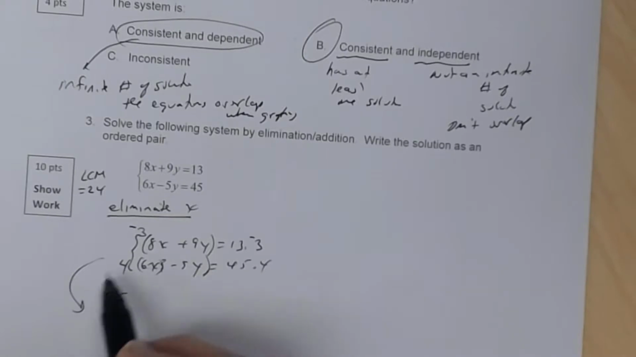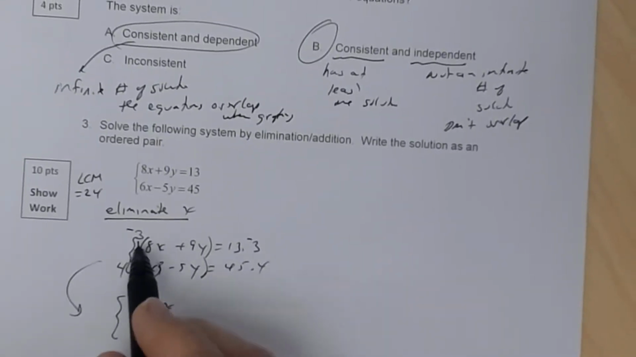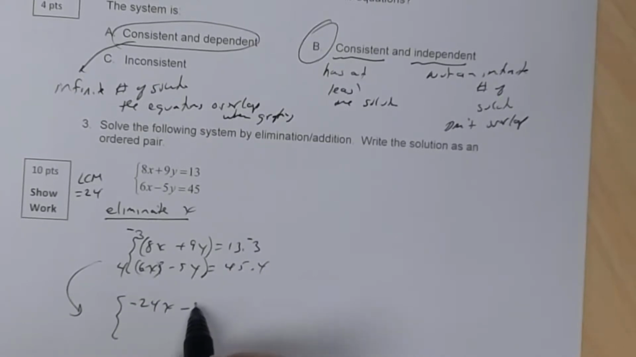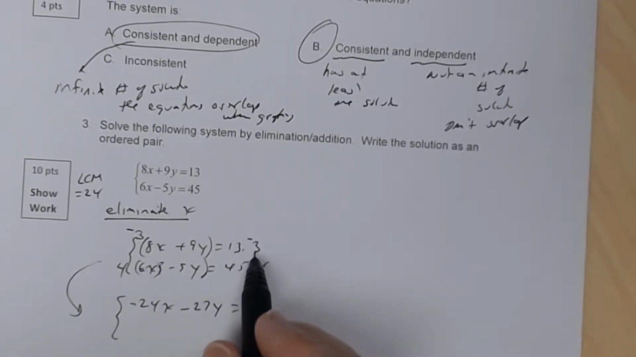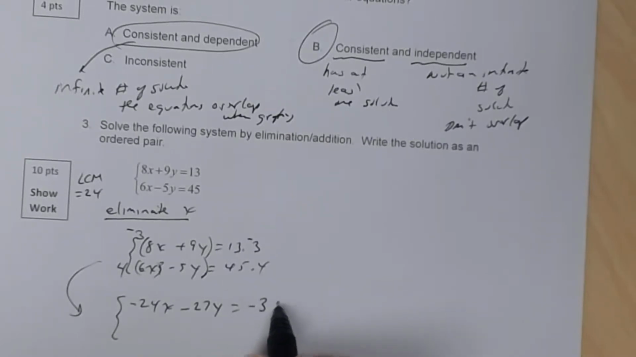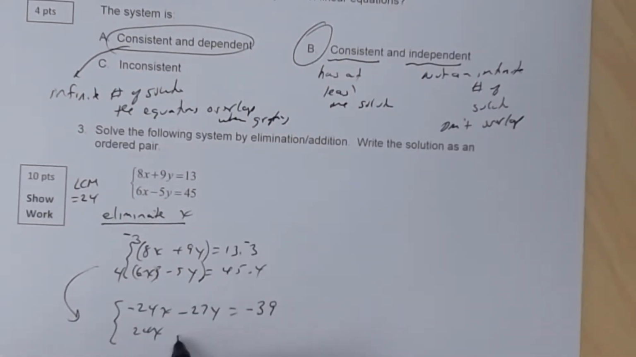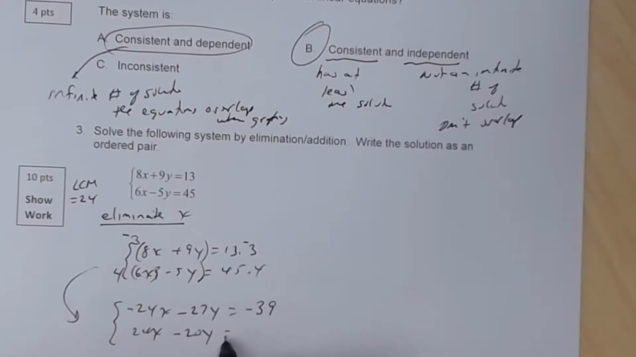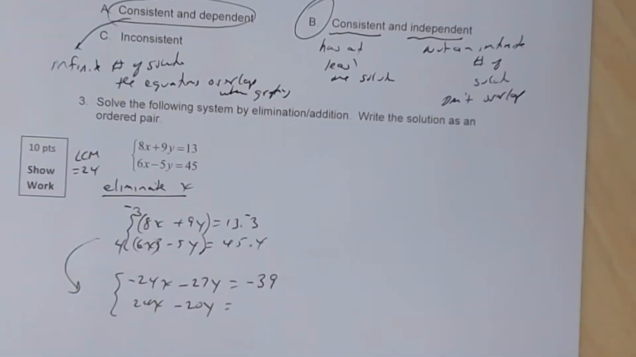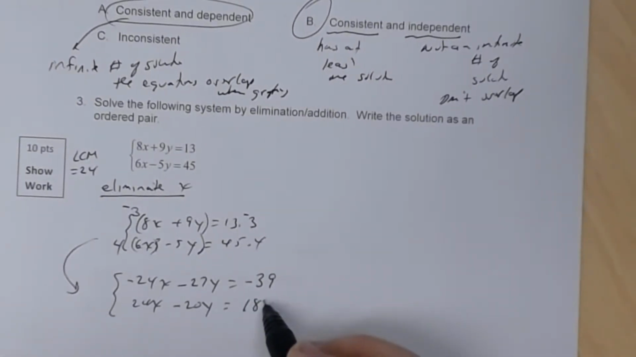So I'm going from here to here now. -3 times 8x is a -24x. -3 times a positive 9 is a -27y. And then positive 13 times a -3 is a -39. The next one, 4 times 6x is 24x. 4 times a -5y is a -20y. And then 45 times 4 gives us 180.